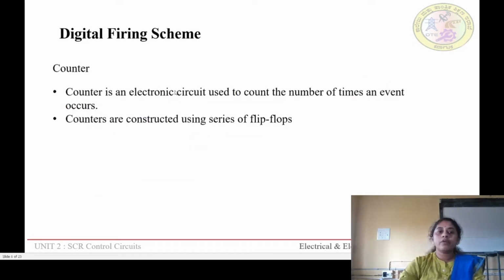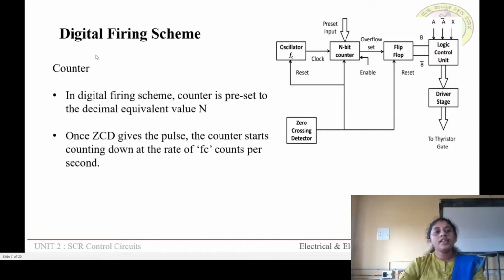Now let us see the counter. First of all, what is a counter? A counter is used to count the number of events occurs. A counter is usually made up of a series of flip-flop. In digital firing scheme, counter is a presettable counter and it starts counting down from the presettable value to 0. Here the counting starts once it receives ZCD pulse.